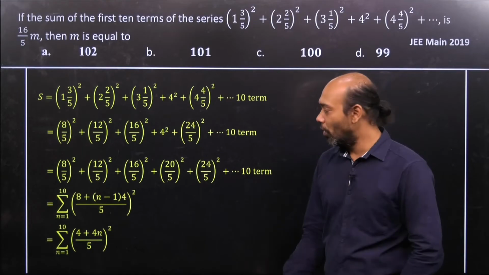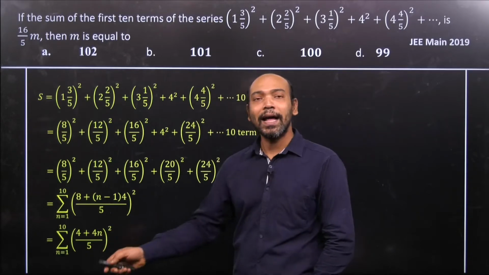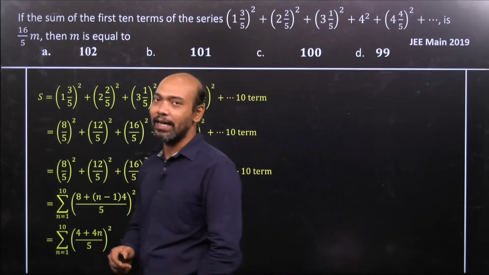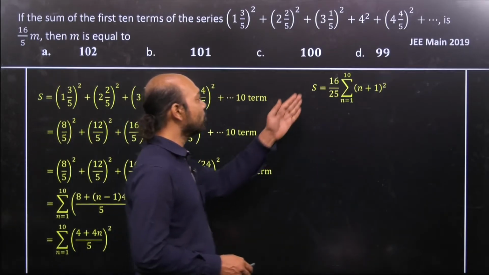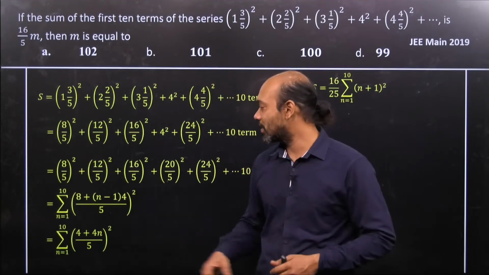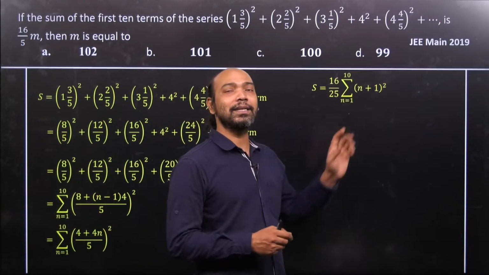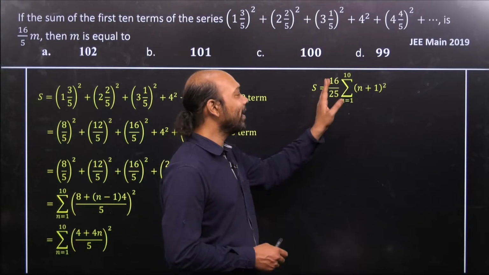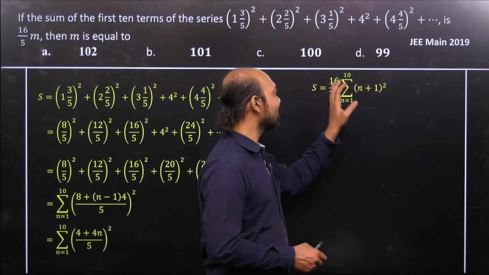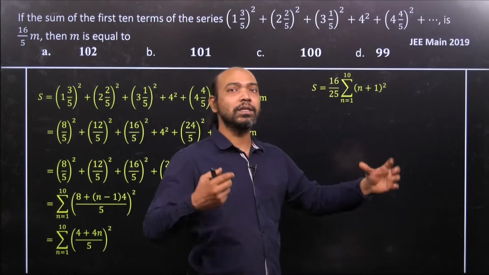That's it. Here (4 plus 4n) by 5 whole square can be taken out and the remaining thing can be expanded. So we get 16 by 25, with n going from 1 to 10. We just take that out in common. Now we can apply two techniques. First, we can expand this: (n plus 1) squared is n squared plus 2n plus 1. So it becomes the summation of n squared, the summation of 2n, and the summation of 1. In that process you can calculate it.